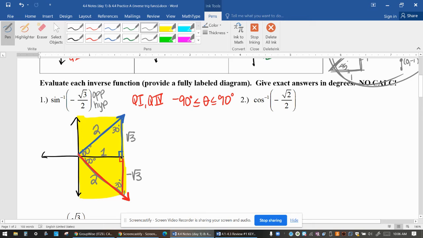Which of those triangles gives me, if I use 60 as a reference angle, negative √3 over 2? It's the one that's in red, which is below the x-axis. So the angle that I have to give them, remember, has to be between -90 and +90. So I need to use this guy right here. That angle measure is negative 60 degrees.